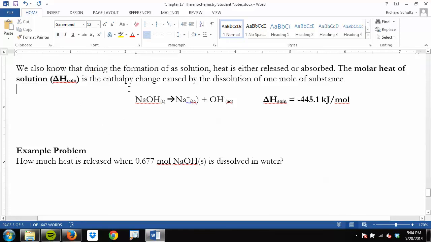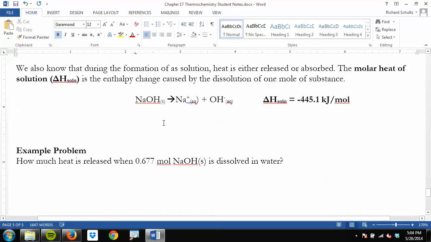So for an example, we can make a little equation. It's not chemical, but show that NaOH dissolves in water and becomes its ions, Na plus and OH minus. When it does this, in particular this substance, it will, as you can see from the delta H of solution, give off energy, specifically negative 445.1 kilojoules. The negative doesn't mean negative, we're giving it off, that's what it tells us, per 1 mole of sodium hydroxide.